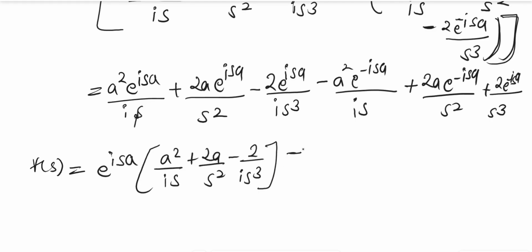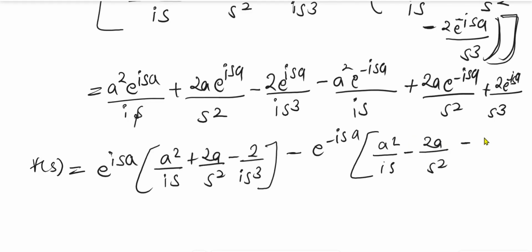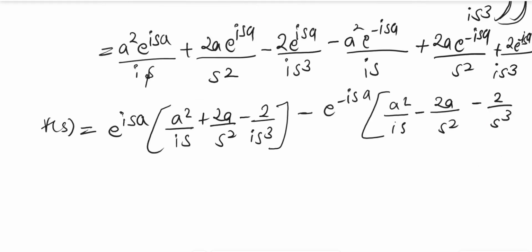in bracket a square upon iota s plus 2a upon s square minus 2 upon iota s whole cube, comma, minus e raised to the power minus iota sa in bracket a square upon iota s minus 2a upon s square minus 2 upon s cube. It is iota s cube. Here the denominator is same, it is iota s square iota s cube, and for the lower limit it is also same, that is iota s square iota s cube. So it is also iota s cube.